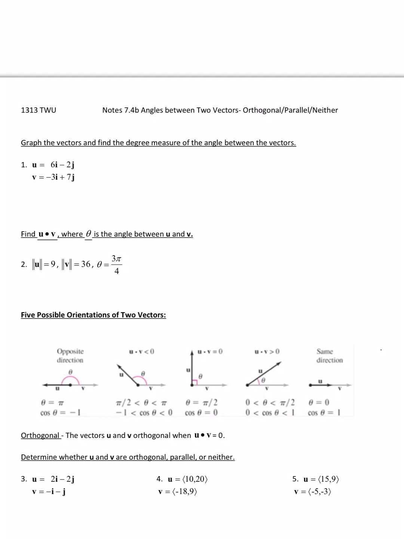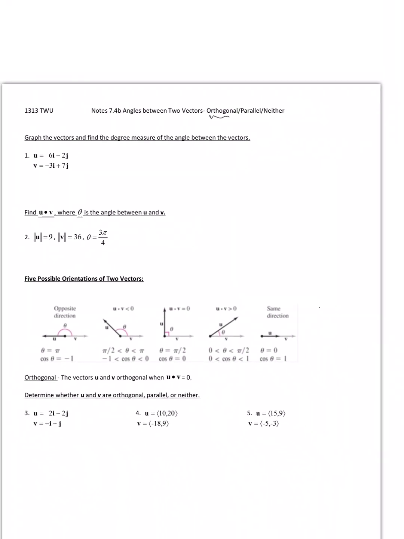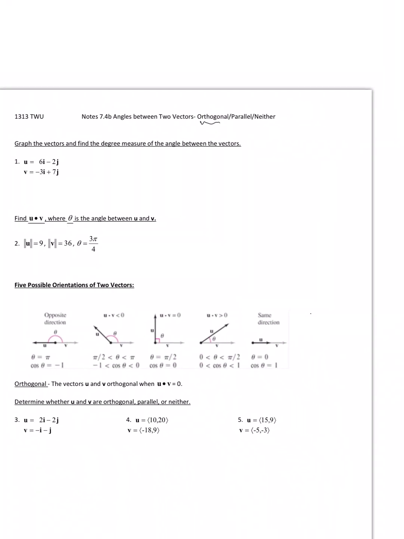All right, in today's video, we're going to continue looking at the angles between two vectors. And we're going to introduce this idea of orthogonal, parallel, or neither. So just identifying those. So let's review first with graphing the vectors and finding the degree measure of the angle between the vectors. So remember, if you will, the formula for that angle, cosine theta, is going to be the dot product of u times v over the magnitude of u times the magnitude of v. That's what we used in our previous lesson to find that angle.